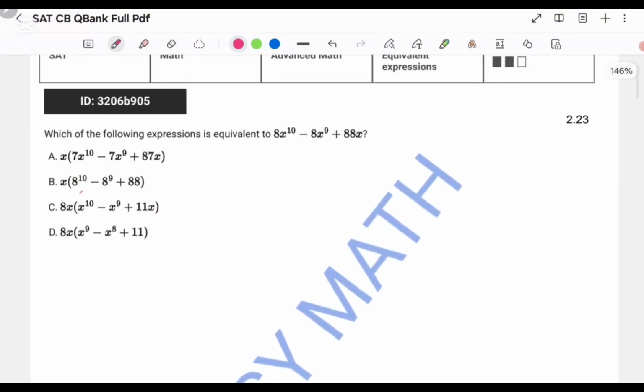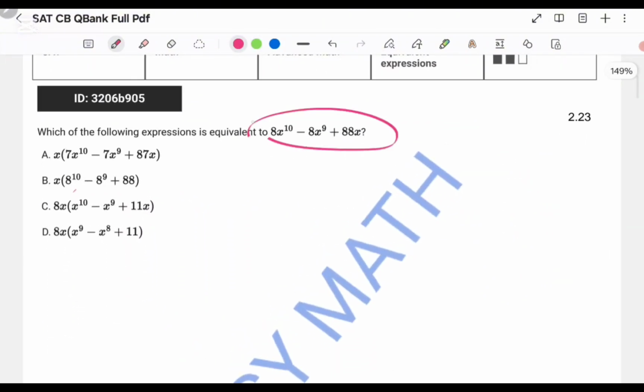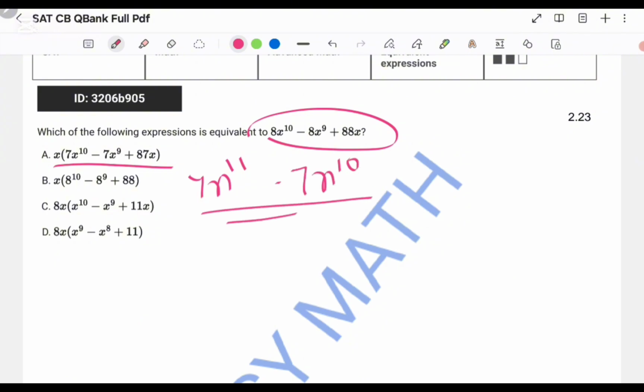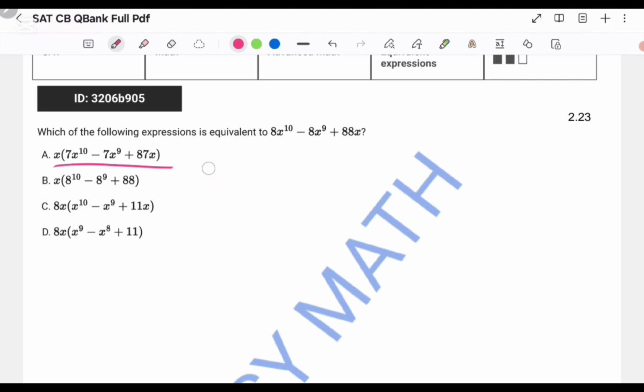Moving on with our last question in here, we're asked which one is equivalent to this one. Let's go ahead and try out A. So x times 7x power 10, we're going to have 7x power 11. Then we're going to have negative 7x power 10. And I'm not going to even move forward because that doesn't look like we're getting anywhere nearby to the given expression. So A is out. Let's go ahead and try B though.